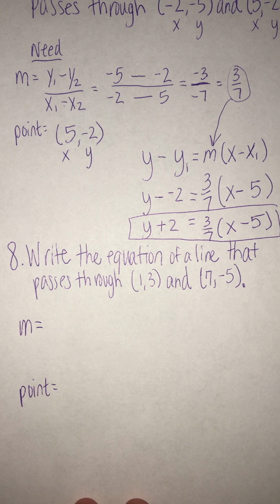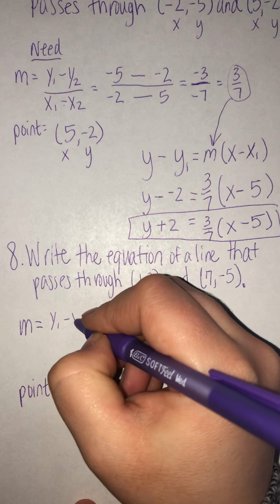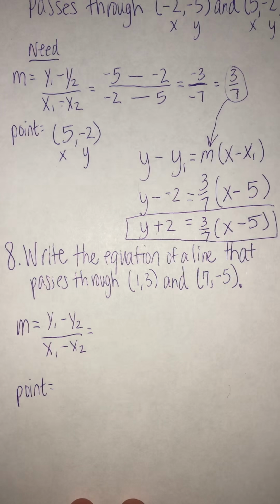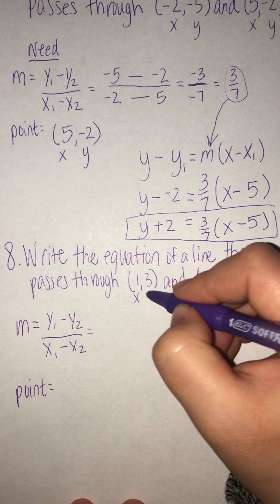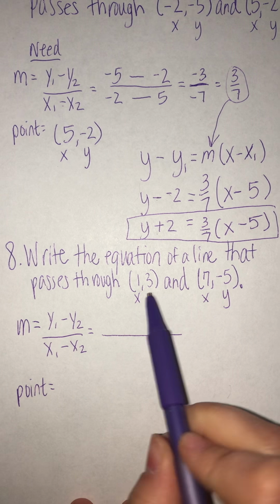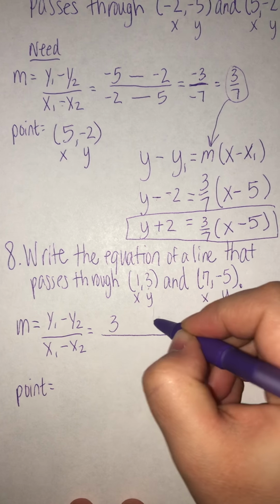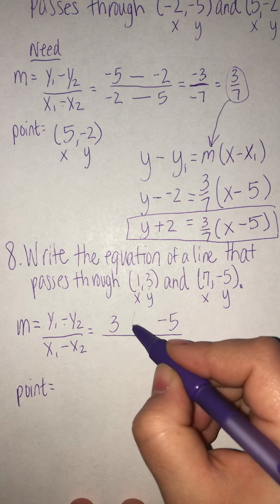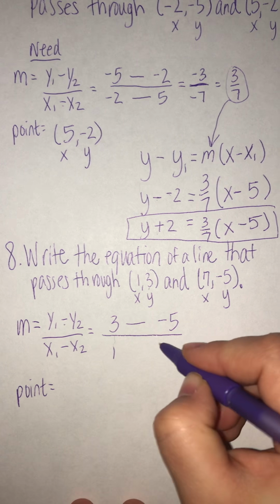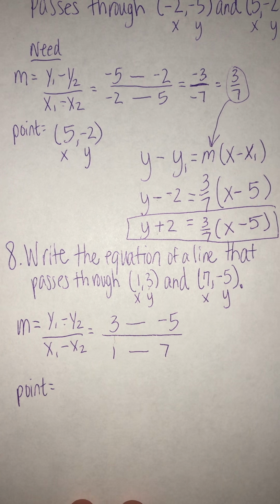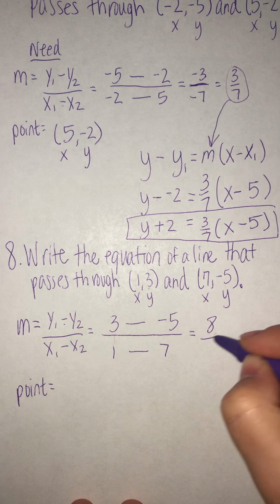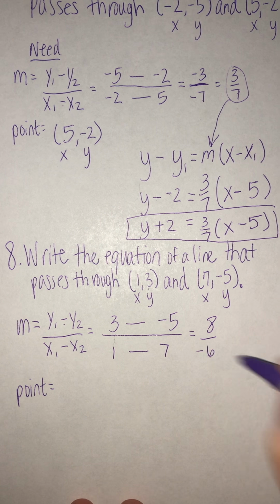Because I'm missing my m, I need that formula for slope in order to calculate it. We are going to label our x's and our y's, and put them where they belong. Our y's are 3 and -5. Always put a subtraction sign between them. Our x's are 1 and 7. Still need a subtraction sign between them. Looking at the top, 3 minus a -5 is an 8. 1 minus 7 is a -6.